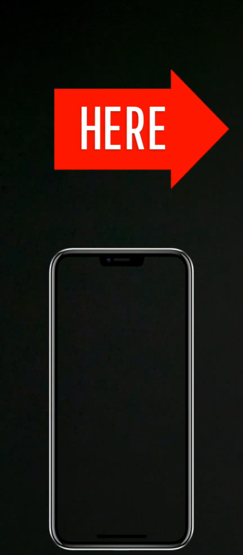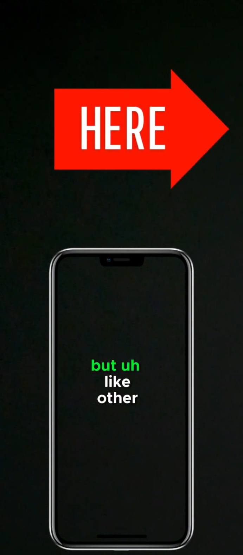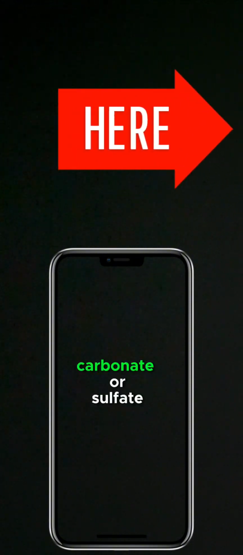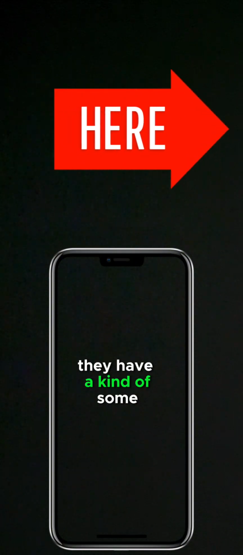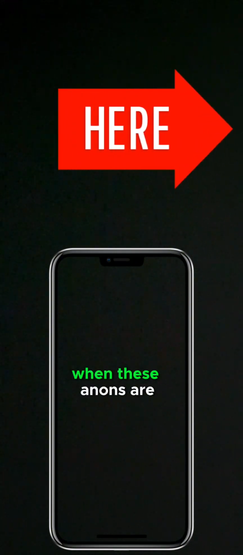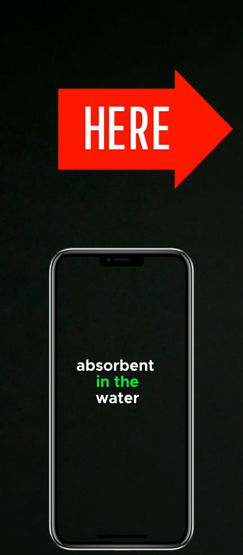do not have visible effects on the adsorption of the pollutants, but other ions like carbonate or sulfate have a significant effect on the adsorption of the pollutant when these anions are present with the adsorbent in the water.